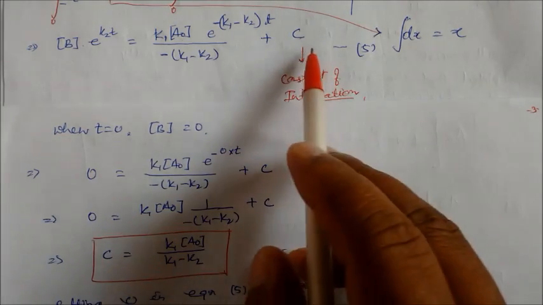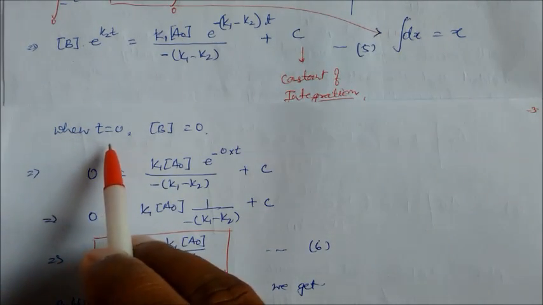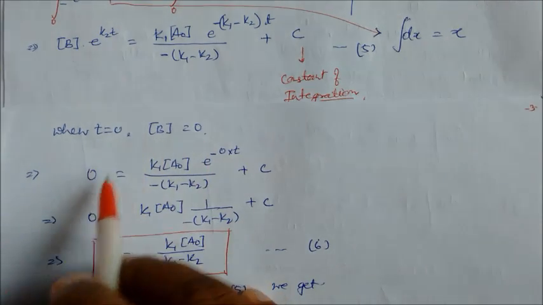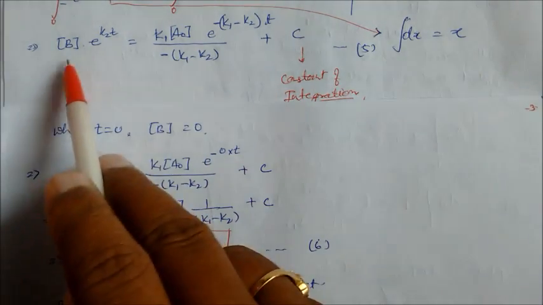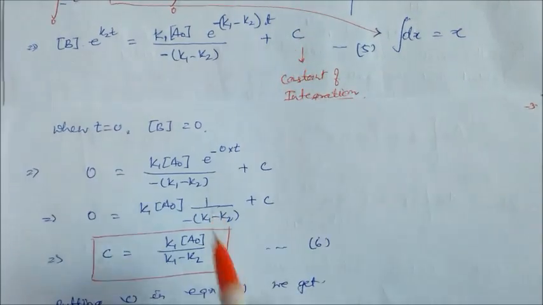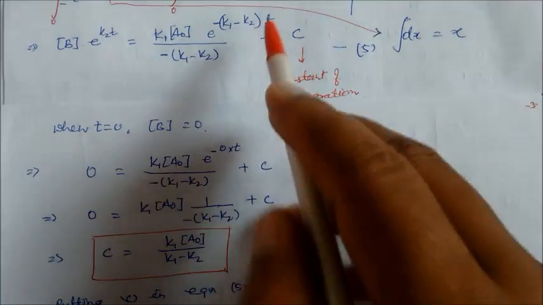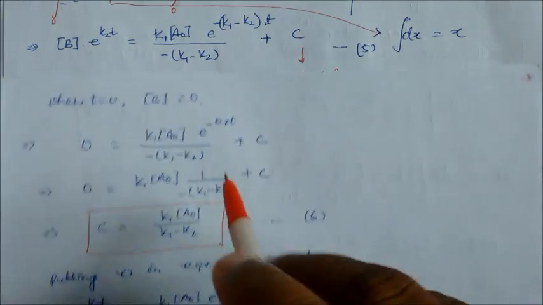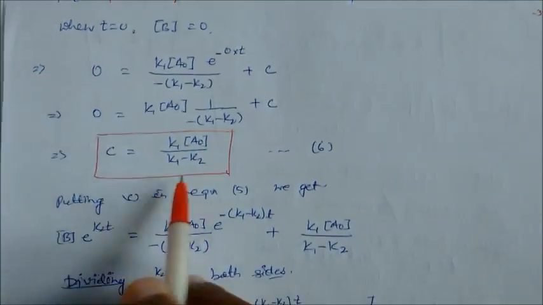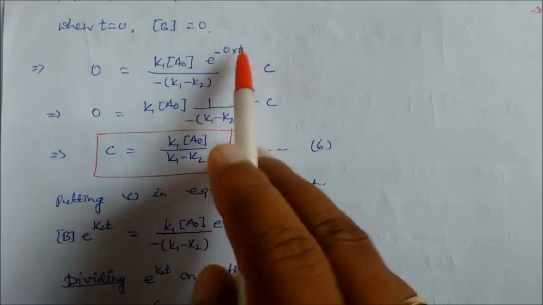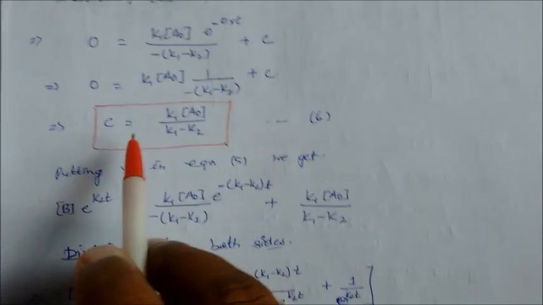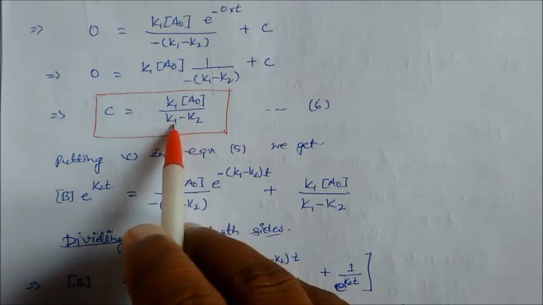Now to remove C, when you take t equal to 0, definitely B will be equal to 0 initially. So the whole B will be equal to 0, so you put 0, and t is 0, so C will be how much? So C will be written as 0, meaning e to the power 0 equals 1, so this will be 0, minus 0 into t. So C will be equal to how much? K1 into A naught e to the power 0 equal to 1, and this becomes minus K1 minus K2. So C is nothing but C is equal to K1 into A naught by K1 minus K2.